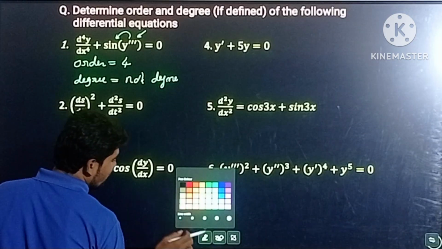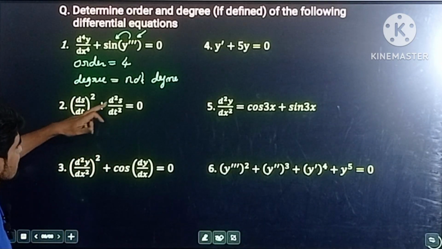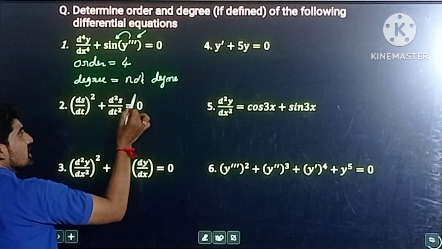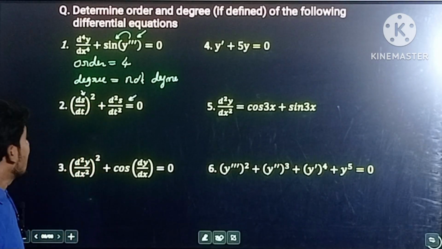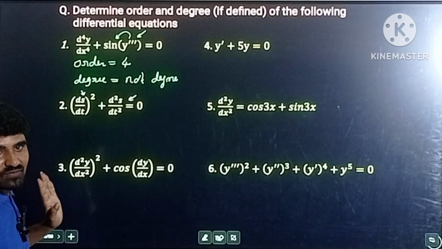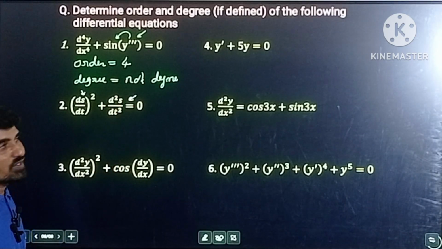Now observe this second one. In the second one, (ds by dt) whole square plus d square s by dt square is equal to 0. In this differential equation, the second order derivative and the first order derivative are involved. And in the first term, the first order derivative is not attached with any other function. And the second order derivative is also not attached with any other function.